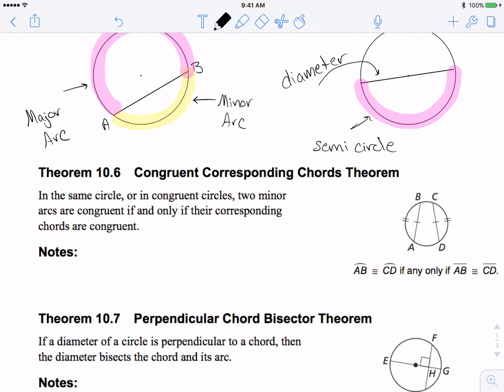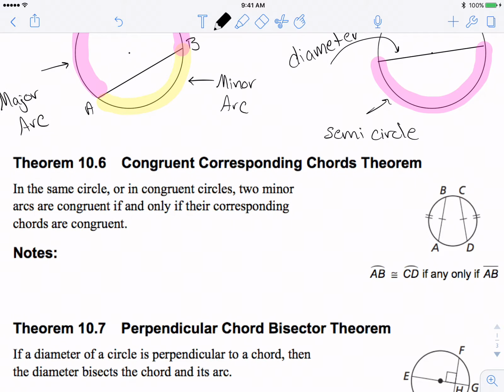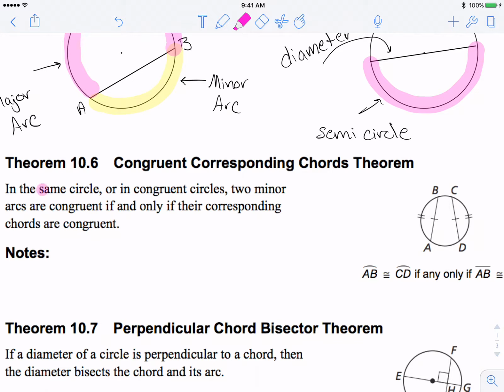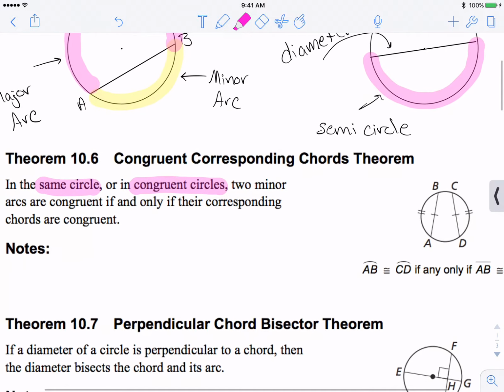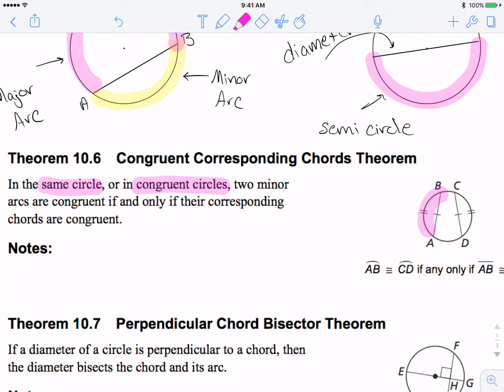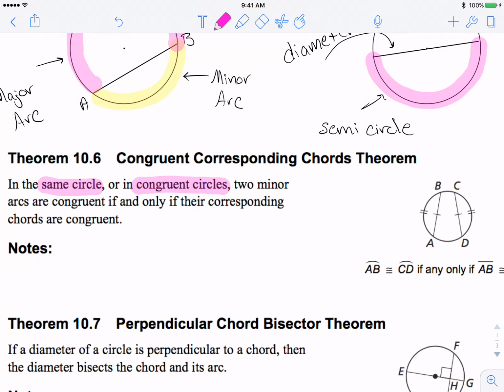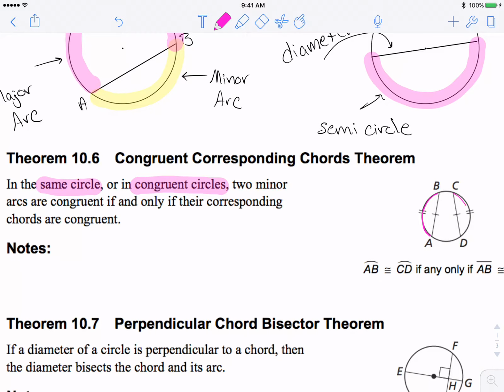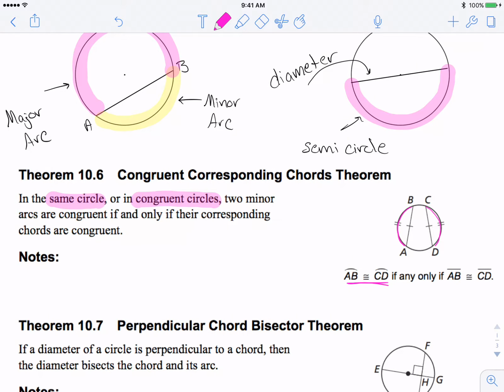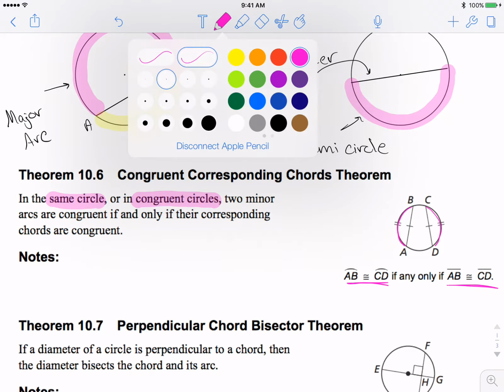So our first theorem here, congruent corresponding chords theorem. First of all, if I'm in the same circle or in two different congruent circles, two minor arcs are congruent. So arc AB is congruent to arc CD if and only if their corresponding chords are congruent.